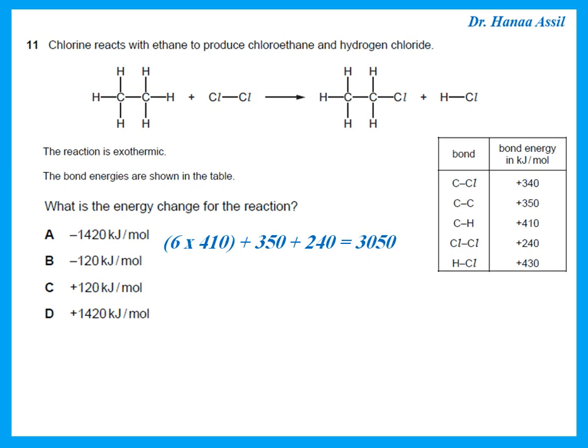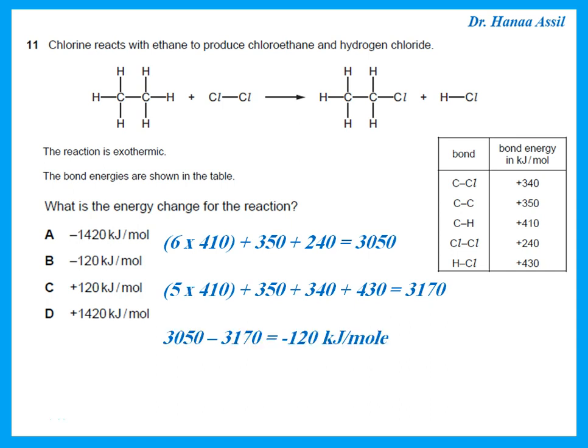Now let us take a look at the bonds in the products. The bonds in the products will form 5 C-H bonds, so that's 5 times 410, plus I have 1 C-C bond, so that's 350, plus I have 1 C-Cl bond, so that's 340, and 1 H-Cl bond, that's 430. So the bonds in the products will release 3170. And we said in order to get delta H, it is the reactants minus the products, because the reactants, you need to give it energy, the products will release energy, and that means that my delta H is minus 120.